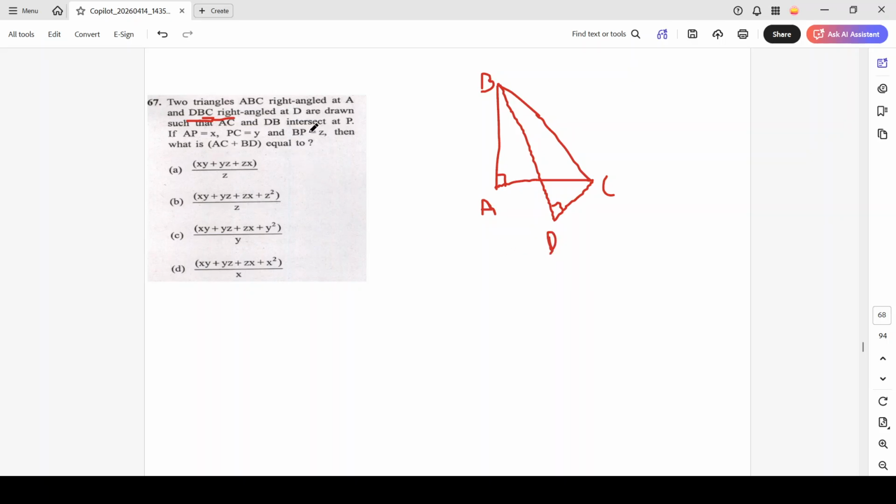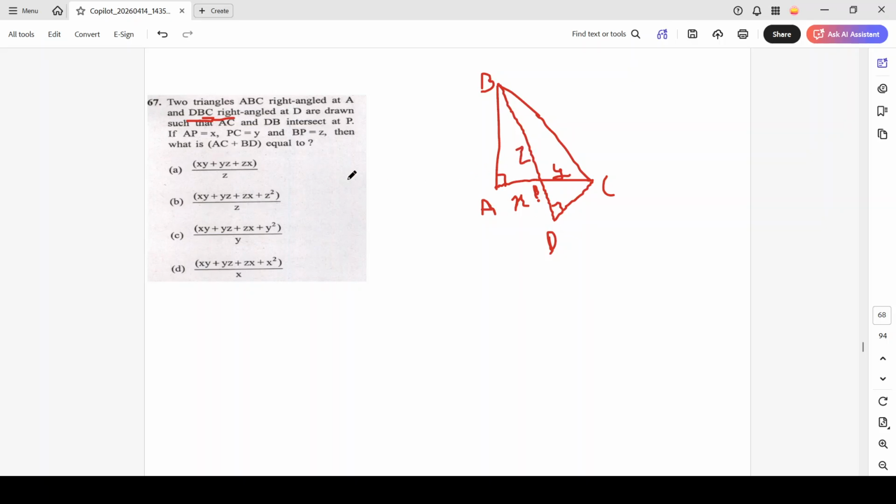Okay, and DB intersects AC at P. This is the intersection, P. Okay, and AP, what is AP? AP is given to us as X. And what is PC? PC is given to us as Y. Okay, and BP, what is BP? BP is given to us as Z.